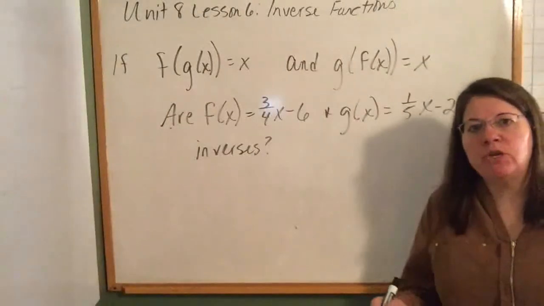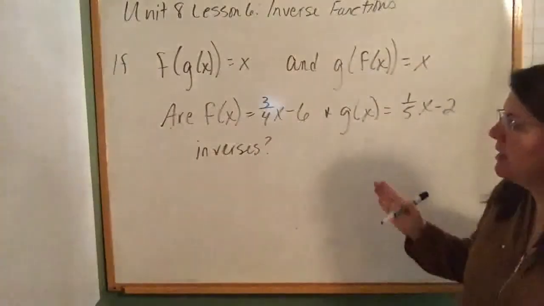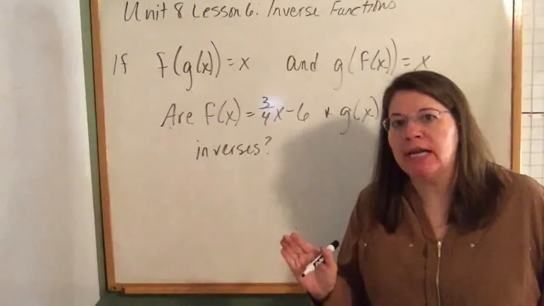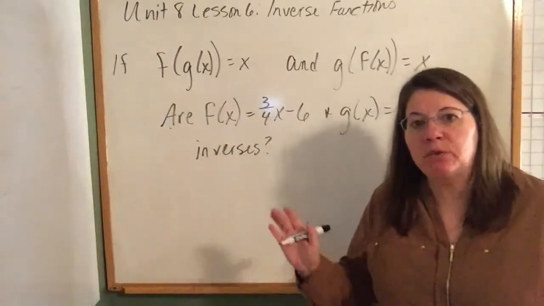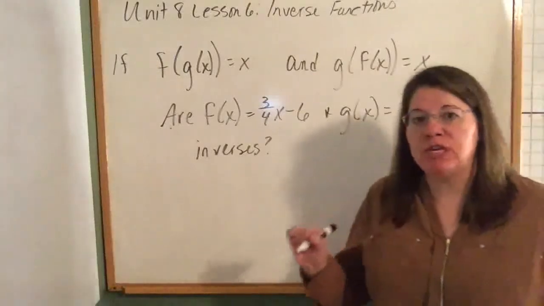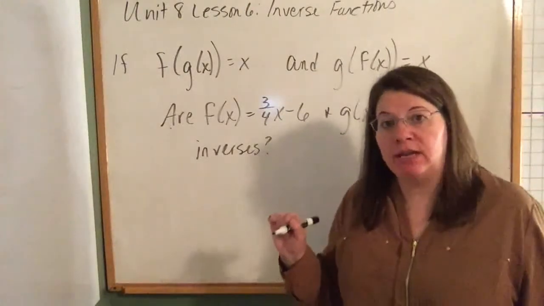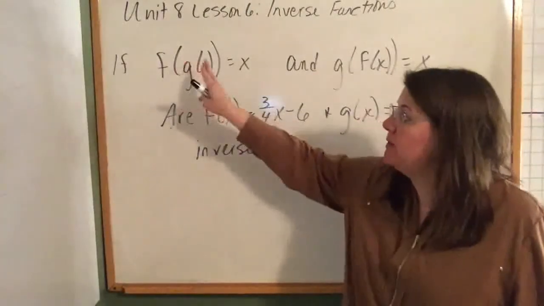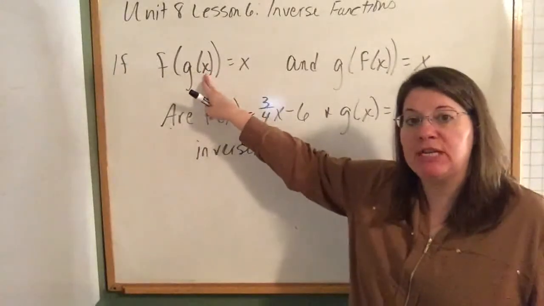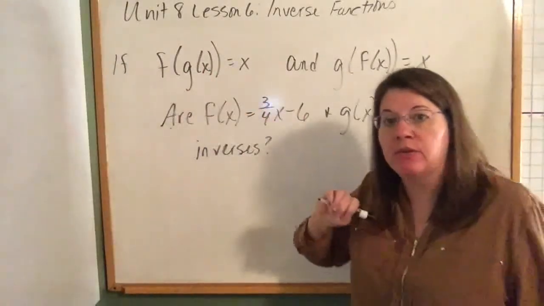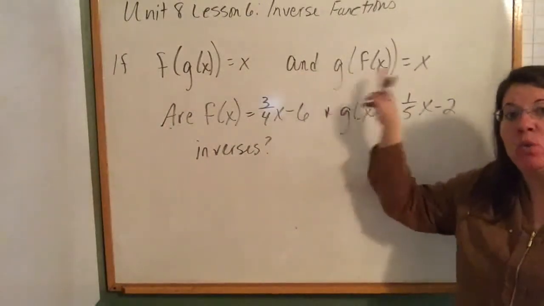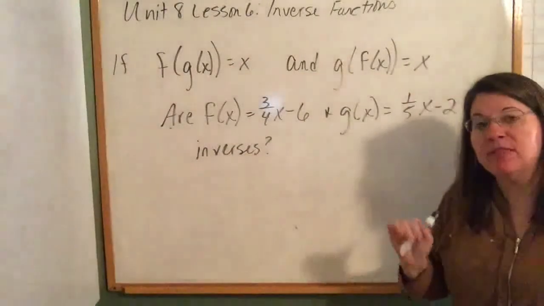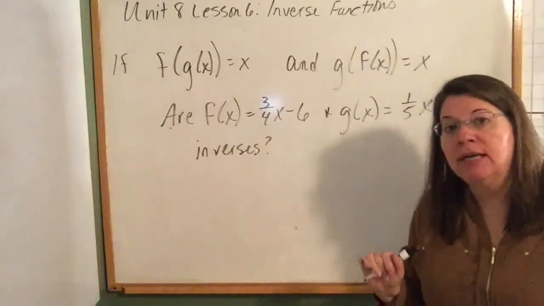The next important thing you need to know about inverse functions is, if two functions are inverses, then their composite functions when put together will be equal to x. So if f and g are functions and they are inverses, then f of g of x, when we plug the g function into the f function, we will get x. And when we plug the f function into the g function, we will get x. If that happens, then we know the functions are inverses.